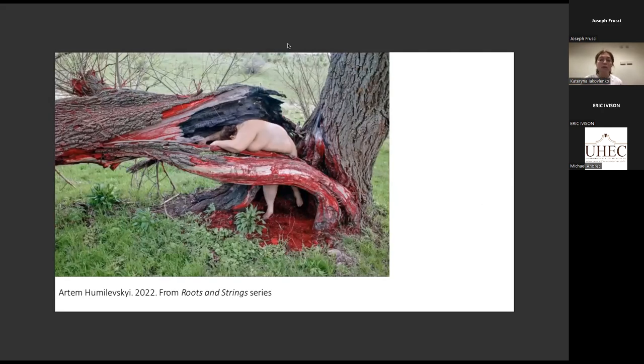But also, again speaking about this connection with nature and the environment, I want to show you another artwork. It's a photograph made by Artem Humilevsky, a photographer from Kharkiv, whose medium is the body itself, and he tries to put himself in different situations, in different environments. Specifically, he tried to put his body in this tree. Of course, this does not clearly tell us about the war and the fight for freedom, but you can see all of this red color, which directly brings us to the images of dead bodies and dead nature and the violence that the Russian Federation is doing now.